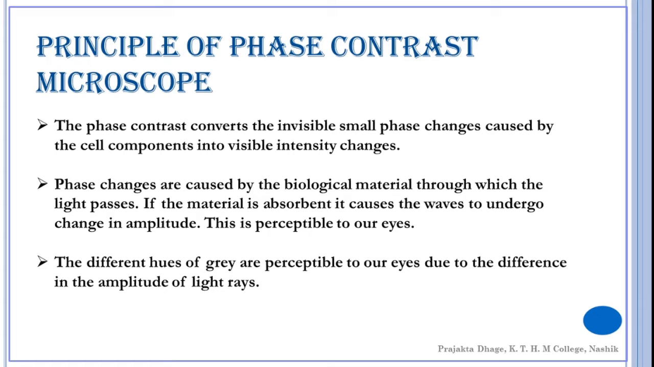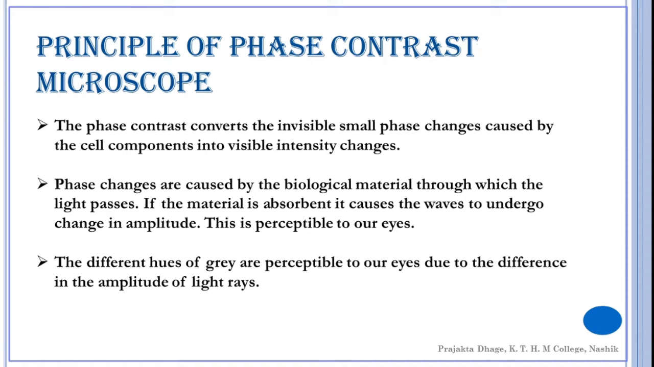If the material is absorbent, it causes the waves to undergo change in amplitude and this is noticed by our eyes. The different hues of grays are noticed by our eyes due to the difference in the amplitude of the light rays. Now when the light passes through a living cell, they undergo invisible phase changes due to different refractive indices and also the thickness of the cell organelle.